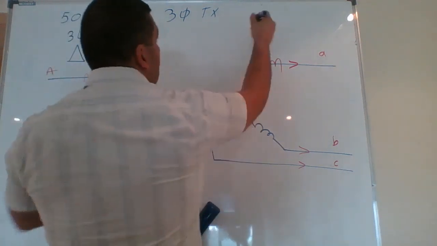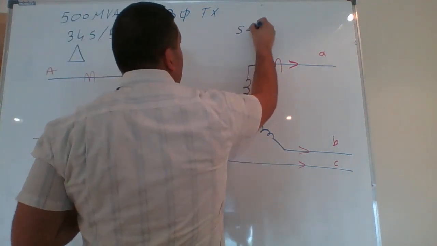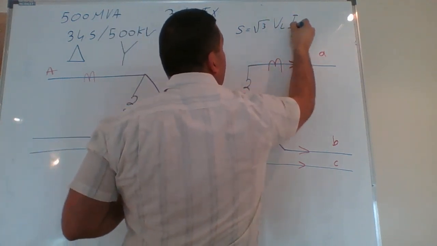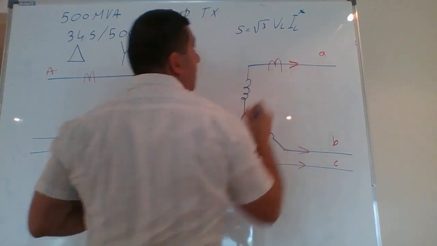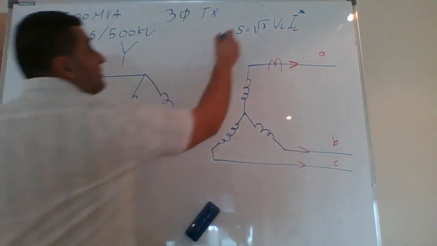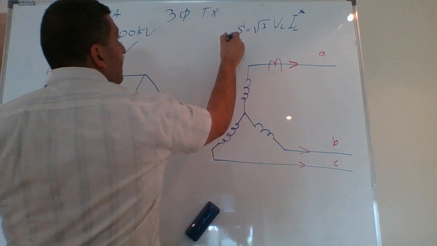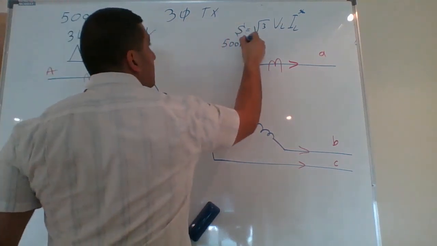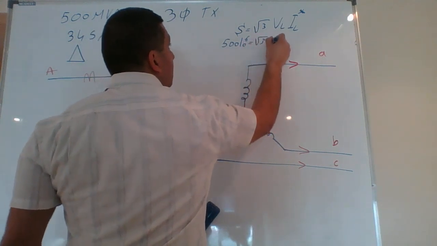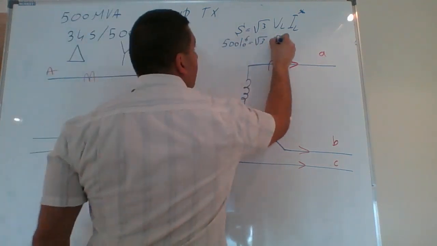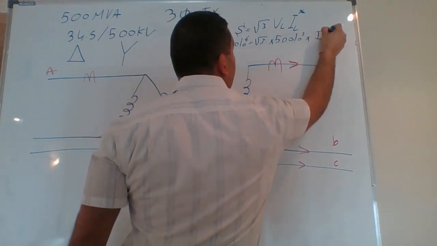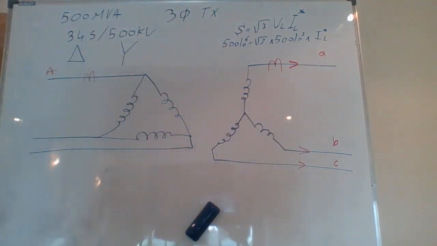The equation: S is equal to √3 V line I line conjugate. This is the line current. This is S. So now I have 500 × 10^6 equal to √3 multiplied by 500 × 10^3 multiplied by I conjugate line, which is IA. Now I can find IA, IB, and IC.